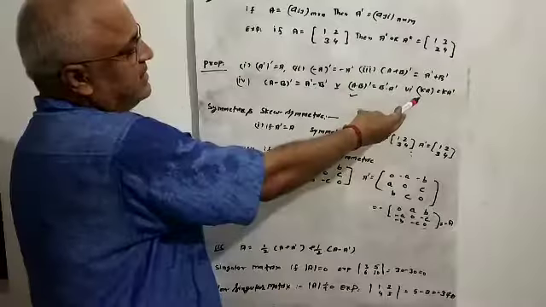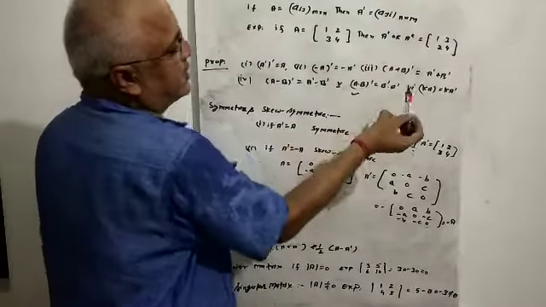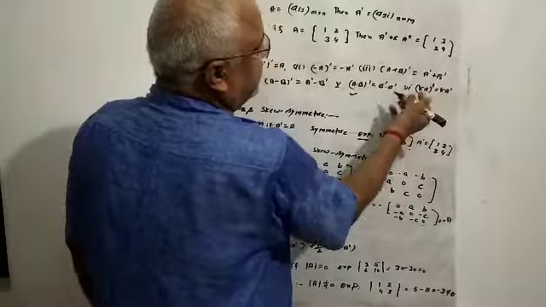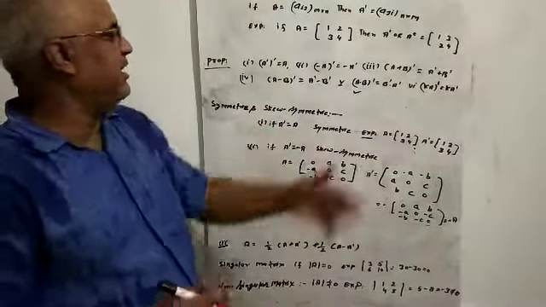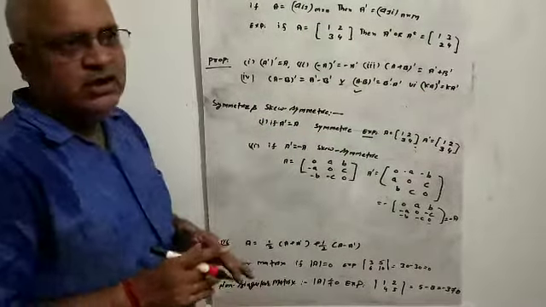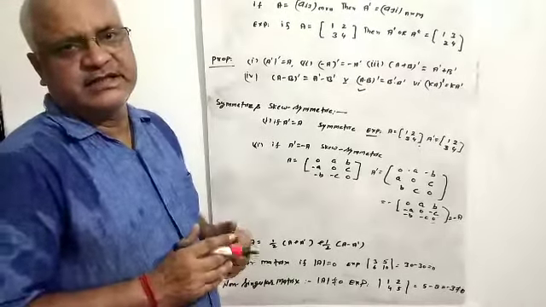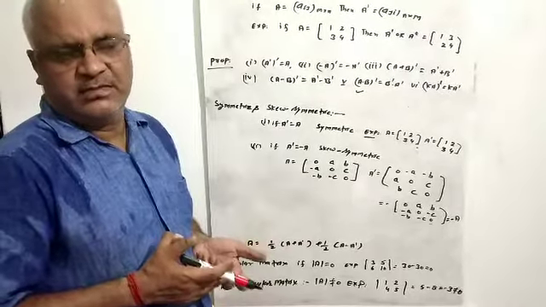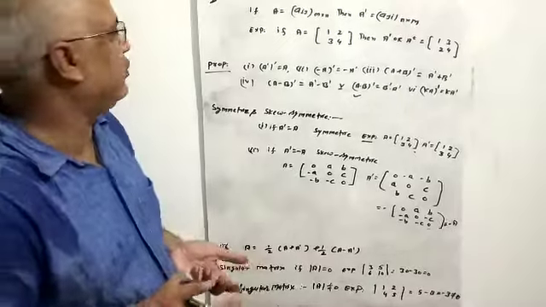And sixth is K times A transpose. Here K is a scalar, K times A transpose. So in case of transpose, simply you have to change row into column and column into row.